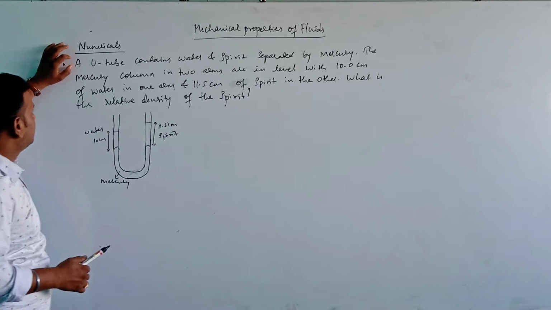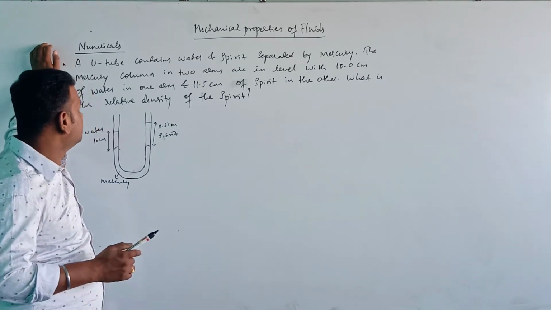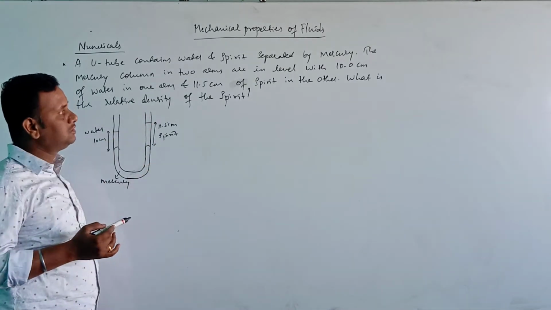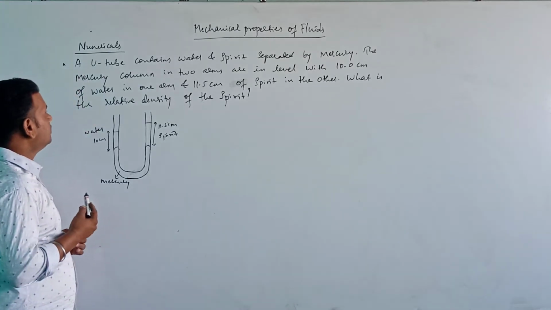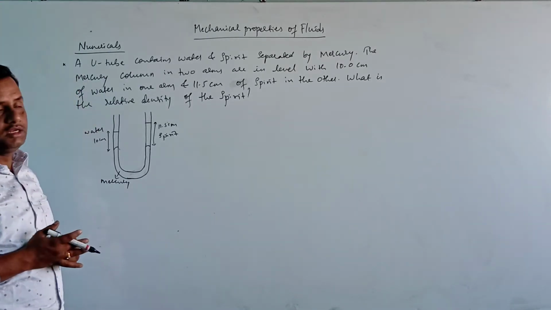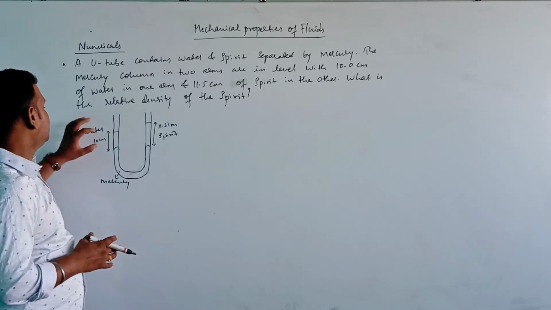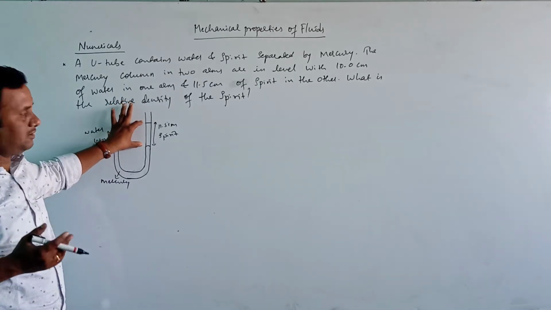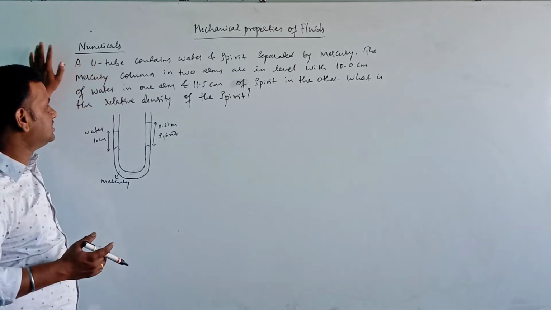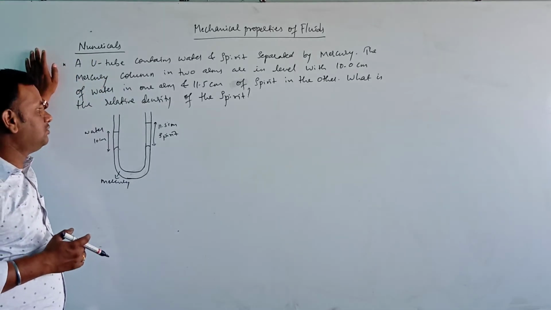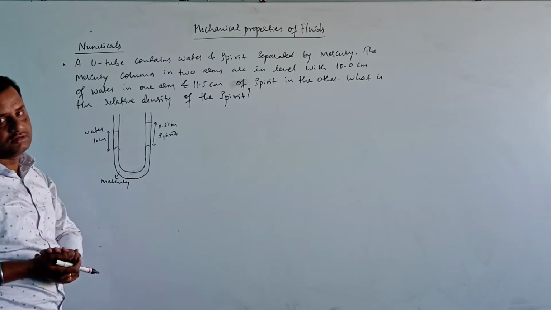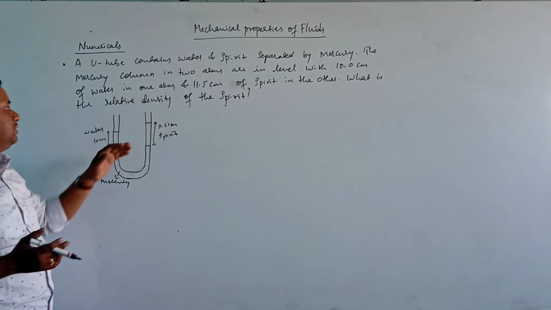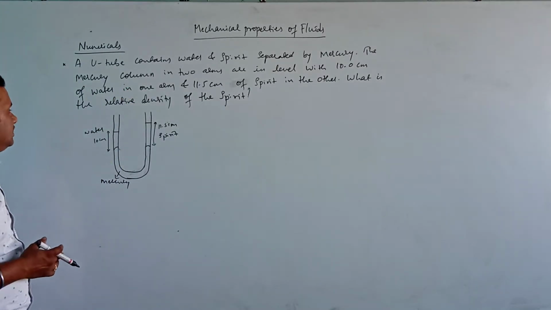So the question is that there is a U-tube which contains water and spirit separated by mercury. The mercury columns in the two arms are in level with 10 centimeter of water in one and 11.5 centimeter of spirit in the other. What is the relative density of the spirit? That you have to calculate. So the relative density means the ratio of the density of spirit to the water. That you have to calculate.